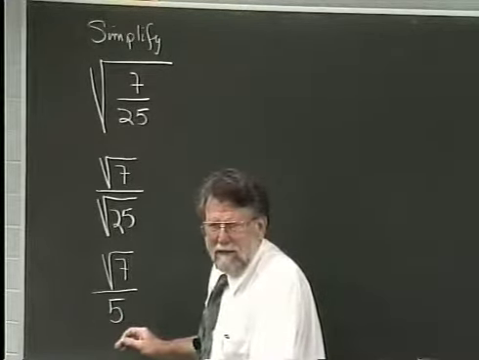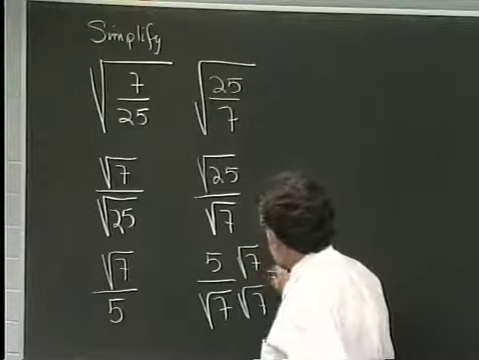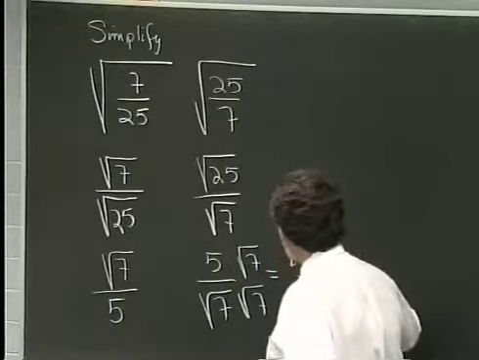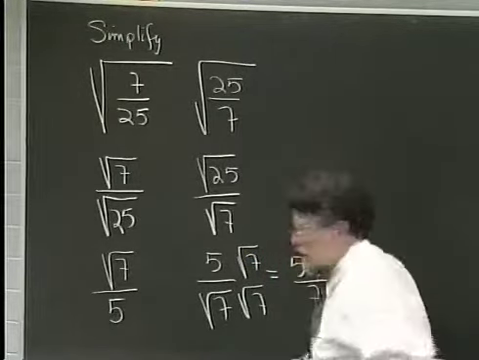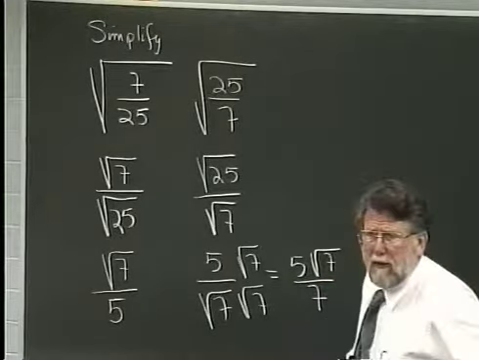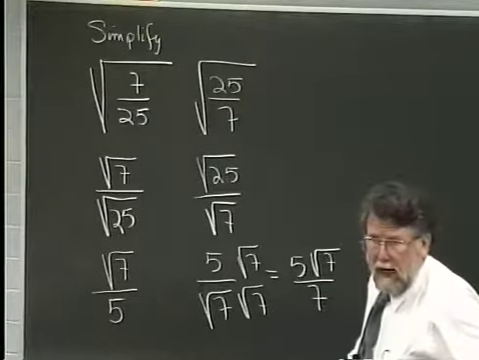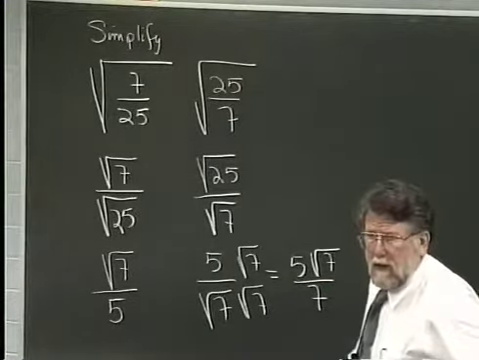And so what we're going to do is multiply the denominator and numerator by the square root of 7 and get, finally, 5 square root of 7 over 7, and that is now going to be considered a better form because the denominator is a rational number. The square root of 7 was not, but the square root of 7 times the square root of 7 is 7.